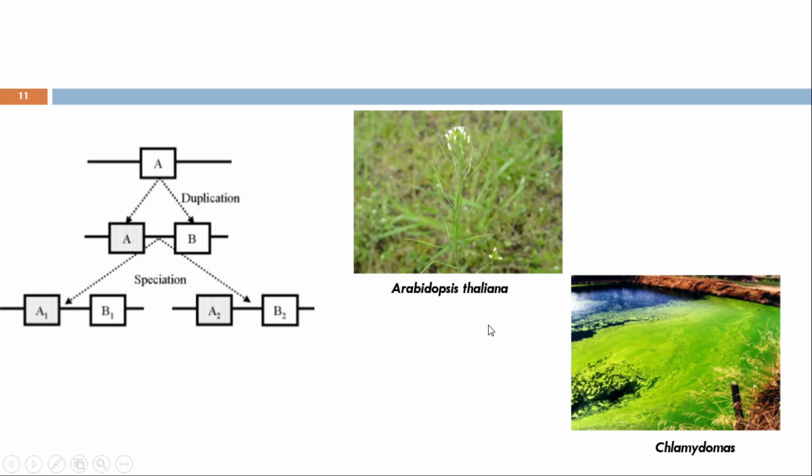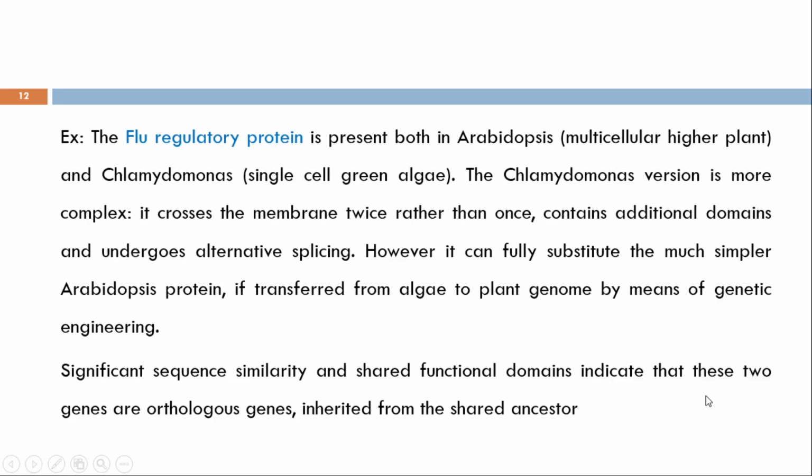Let's take one example, like Arabidopsis thaliana and Chlamydomonas. Arabidopsis thaliana comes under the higher plants, and we use it as a model organism in a lot of genetics-related research. And Chlamydomonas is a single-celled alga, right? So there is one protein known as the flu regulatory protein, present in both Arabidopsis thaliana and Chlamydomonas.